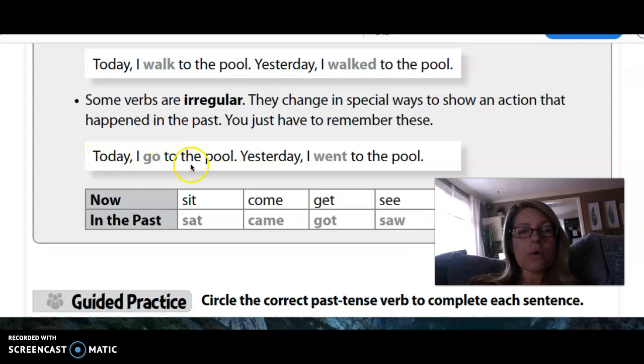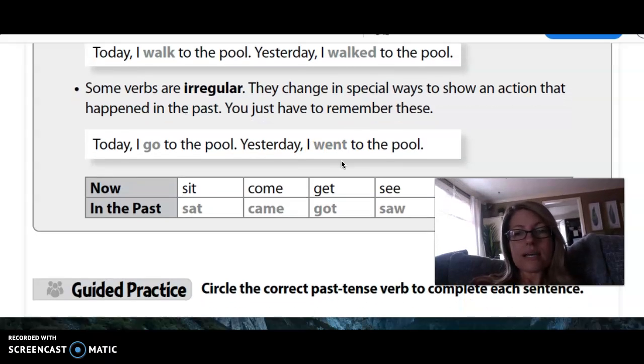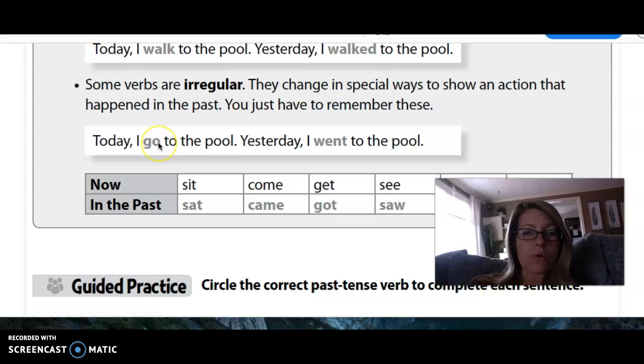Let me give you an example. Today I go to the pool. Our verb is go. Okay, that's happening right now. But if I want to show that I went to the pool yesterday, I wouldn't add ed to the end of go, which is what we usually do when we want to show something's already happened. I wouldn't say yesterday I goed to the pool. I would say yesterday I went to the pool.